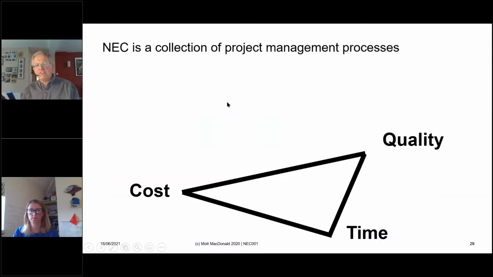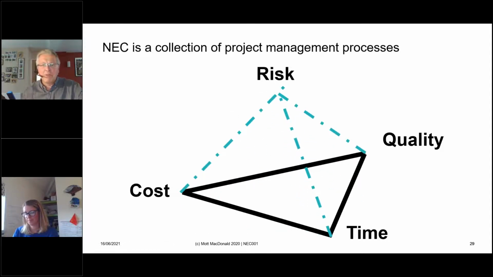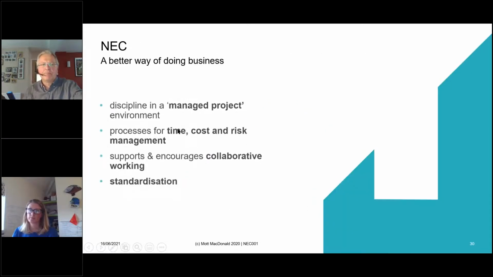So, cost, quality, and time, you've all seen that picture. This is the project management triangle. I've heard it said that Martin Barnes, who invented NEC, also invented that. I'm not sure whether there's any truth in that. But if it's true, he missed something, because I like to convert that to a tetrahedron with risk on top, which you project managers will love. And I'm telling you that NEC is very, very good at managing each of those four corners of that tetrahedron.